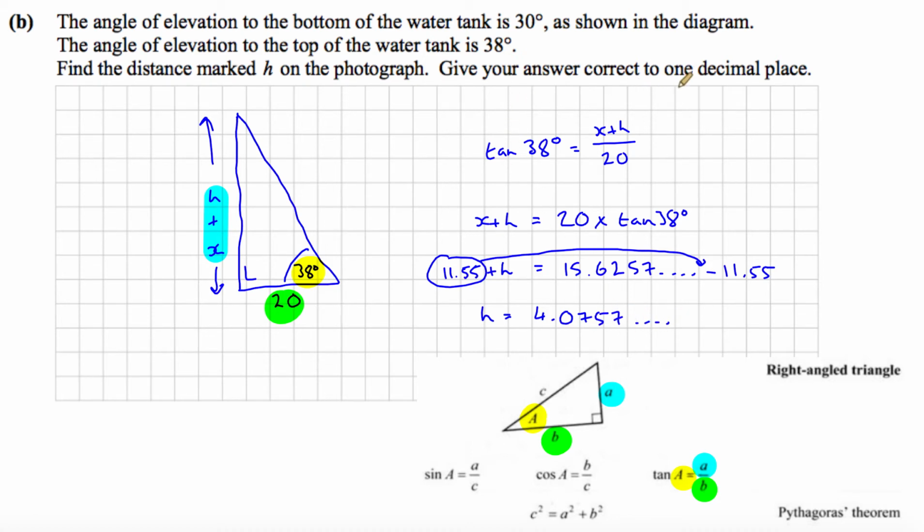But we want our answer correct to 1 decimal place. So we're going to look to the second digit after the decimal, and this 7 will knock the 0 up to a 1. So we'll have a height then of 4.1 meters. Correct to 1 decimal place.